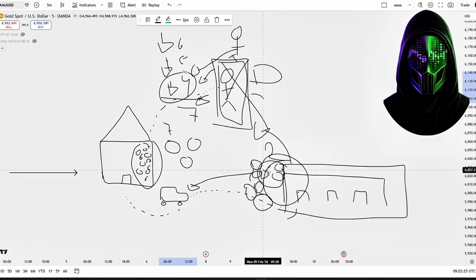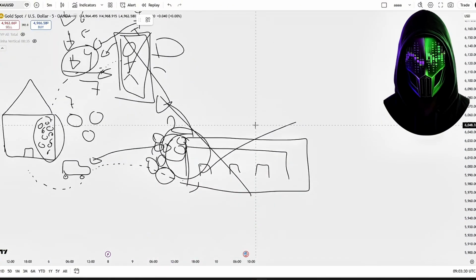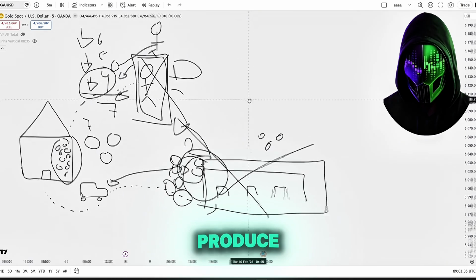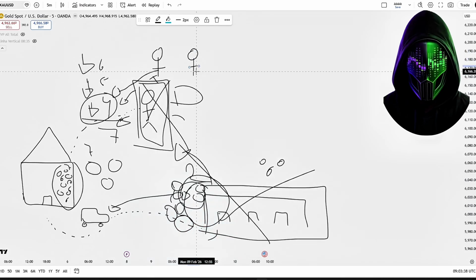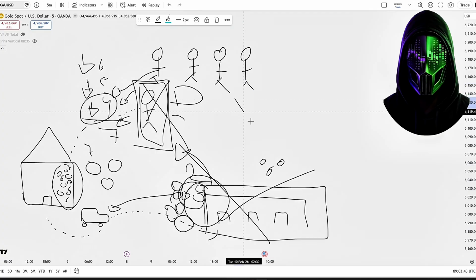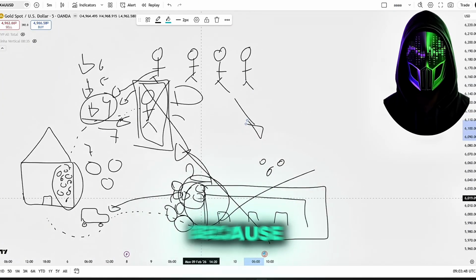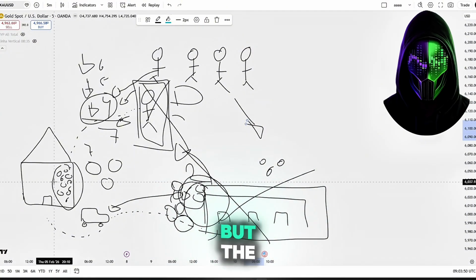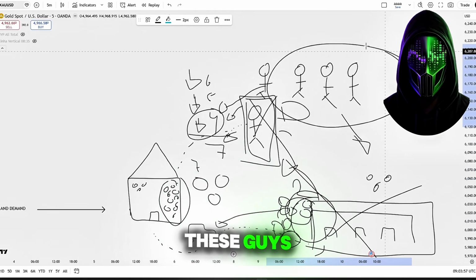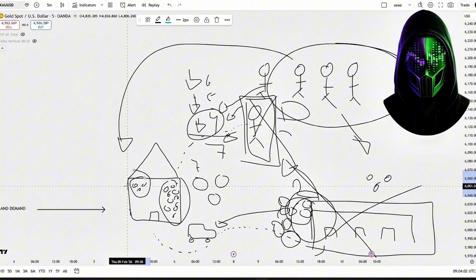The same thing applies here. If this guy producing potatoes only produced half of the potatoes he used to produce, and you have a lot of people willing to buy his potatoes, in this case the potatoes that you have are only these potatoes right here. So these guys need to buy the potatoes, but there are not enough potatoes for everyone. What happens?